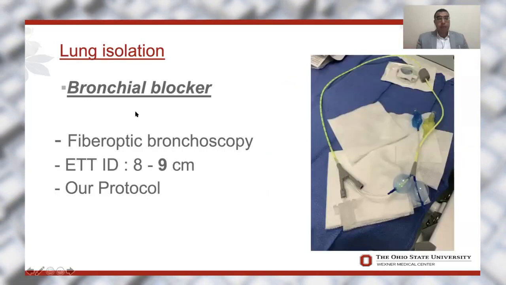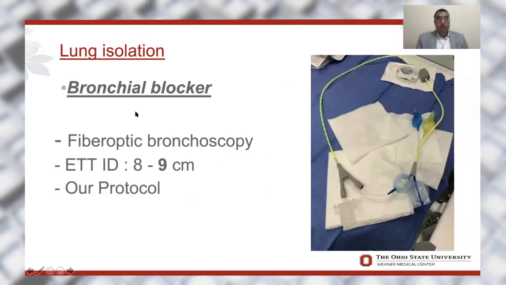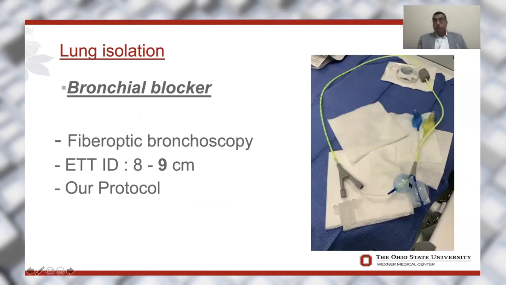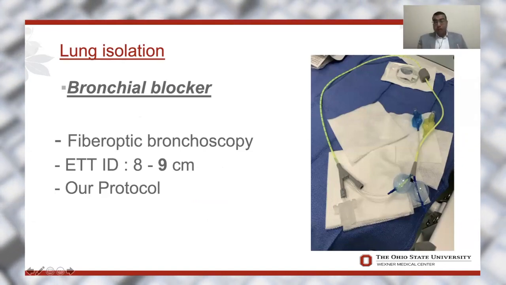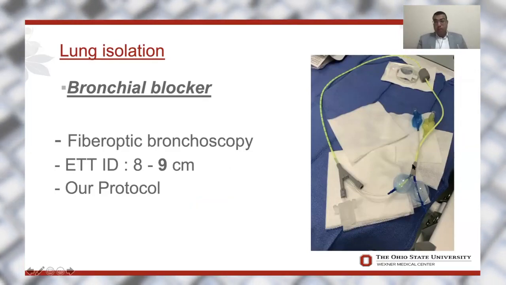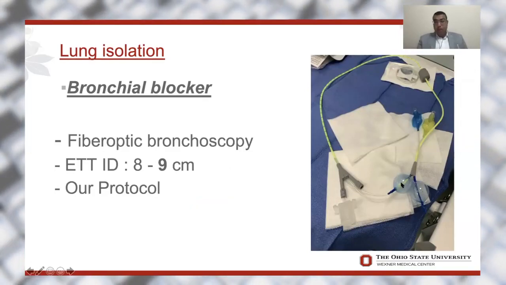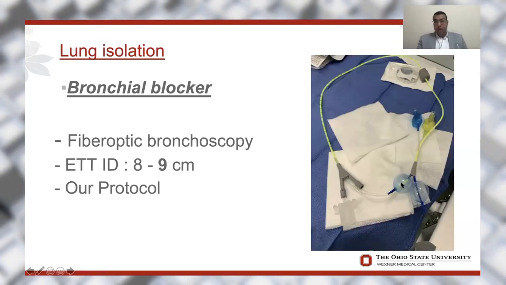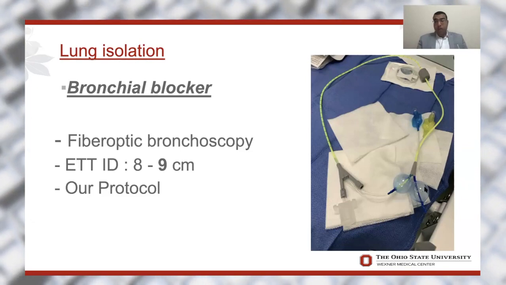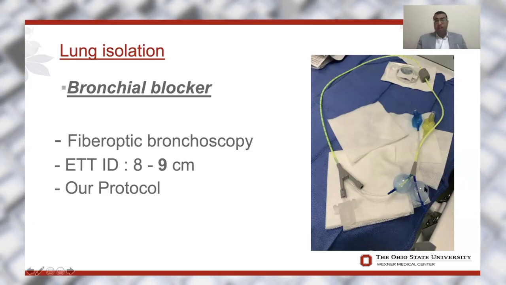One of the most recent devices used for lung isolation is the bronchial blocker. This is called the EZ blocker. As we can see, it's very easy. Just put the blocker at the carina level, then you inflate the right if you want to block the right lung, or inflate the left if you want to block the left lung. So it's called EZ blocker.